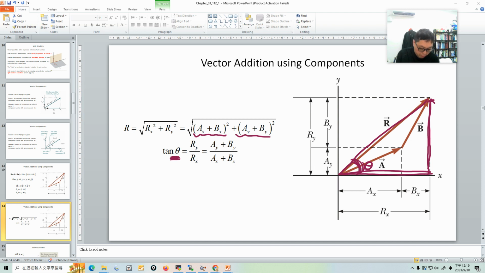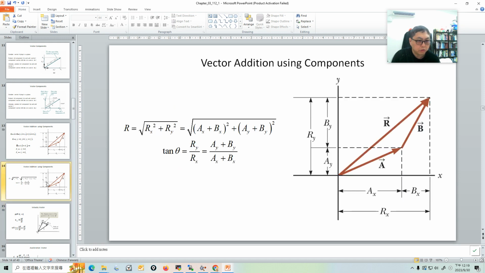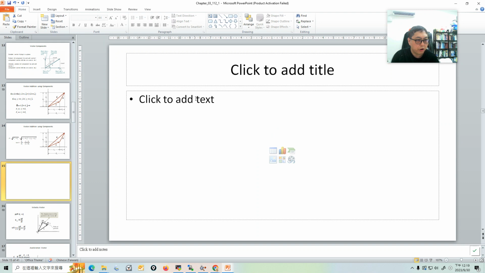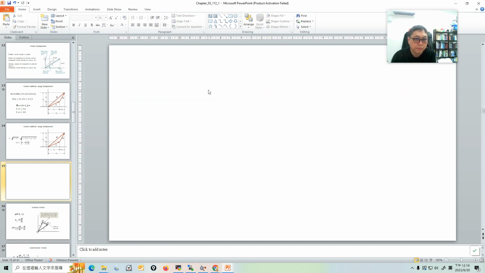Let me show what should be addressed. Let's show a little representation of vector. Let me do it very simply. Yes, let me use a clean white chart.